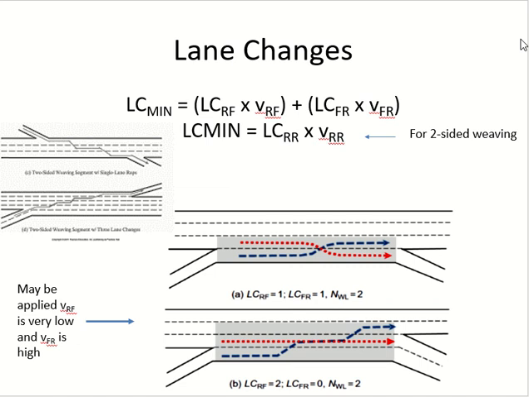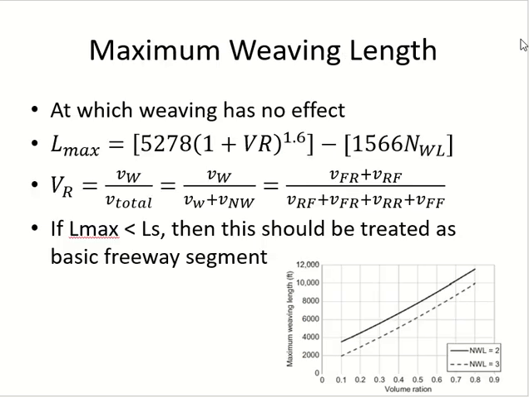What about these two cases? What is weaving? Ramp to ramp only. Everybody else is non-weaving. Clear? So weaving is who has to make a lane change. Divide by total. So this is VR. Total is everybody. Weaving, non-weaving, everybody. Clear? And number of weaving lanes I already explained.